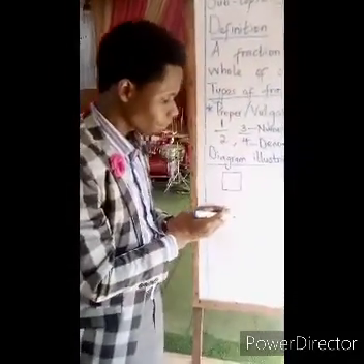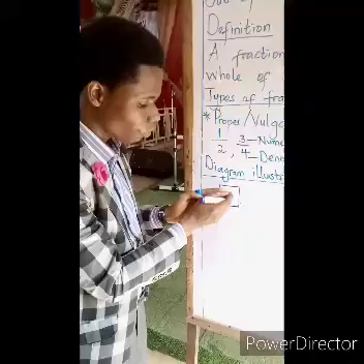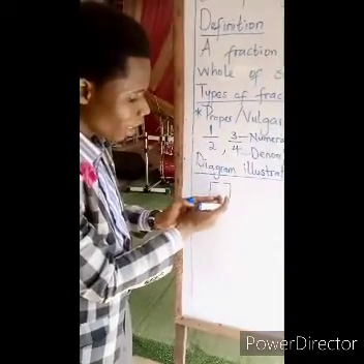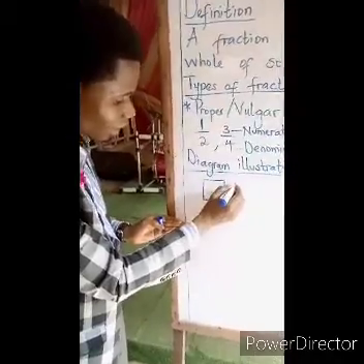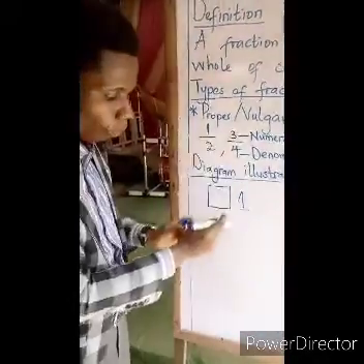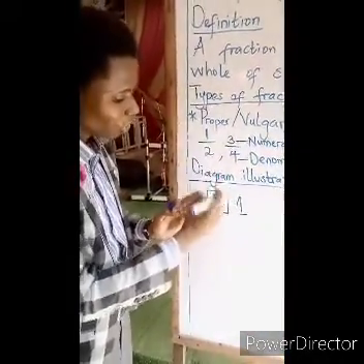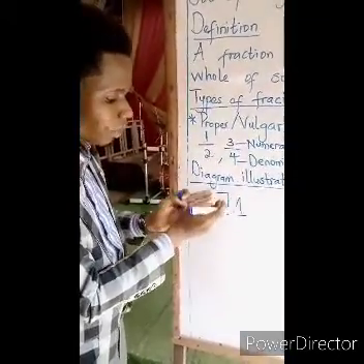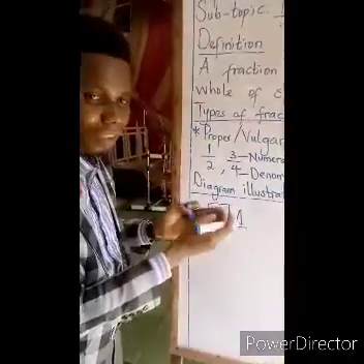This is a square. When I have not shaded this square as it is now, it is a whole. So this square is a whole, as in it is 1. It has not been shaded. But when I decide to shade half of this shape, it becomes a fraction.